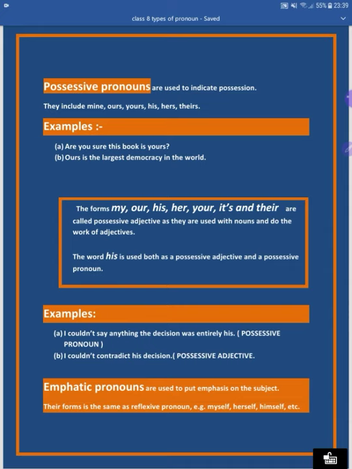As I've said earlier, emphatic pronouns are also called reflexive pronouns.